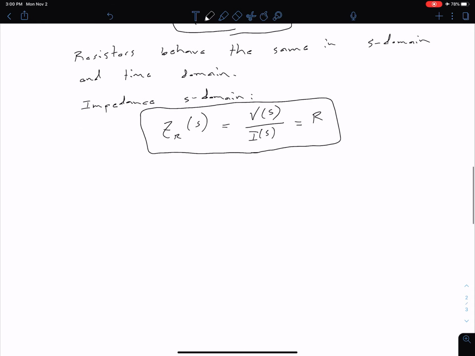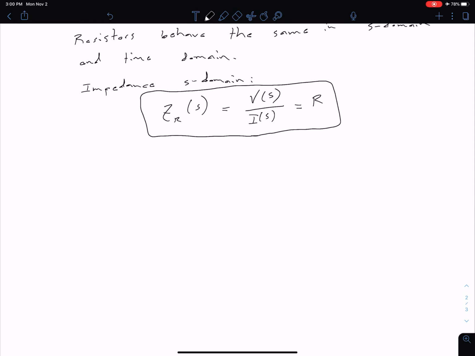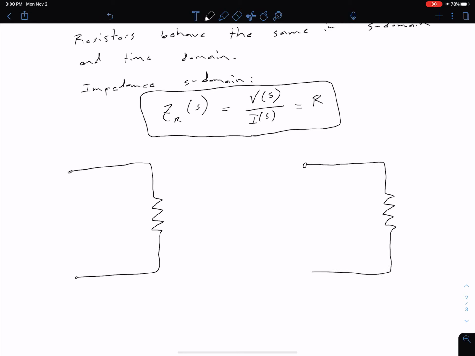And so we can draw what the circuit looks like in the time domain and the frequency domain. And in this case, it's not really going to be too illuminating, but we're going to do a similar thing with an inductor and capacitor. So at least this way we just have sort of a common reference point. So basically, if we have our time domain over here on the left, and we have our frequency or our S domain over here on the right, in both cases, we just have the same impedance of R.